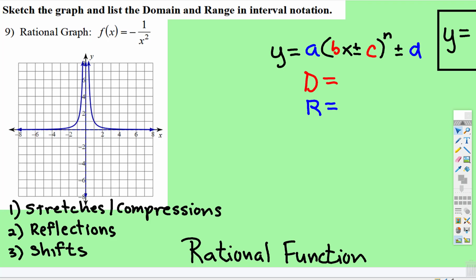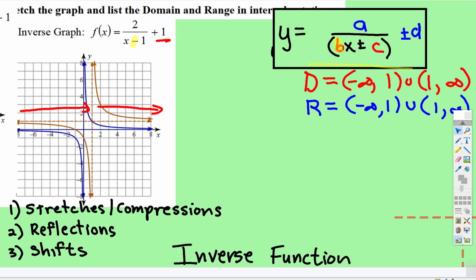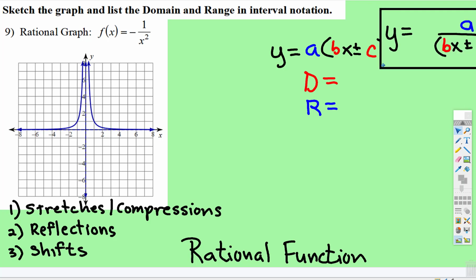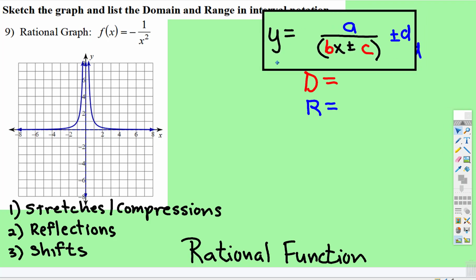Okay, now we're going to transform a rational function. Very similar to the inverse function, we have to rewrite the notation so you know which part of the graph is transforming what. On this specific graph, the only thing that's changed is there's a negative sign in front.